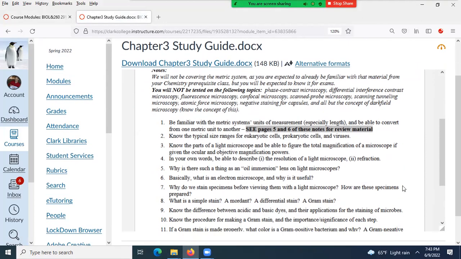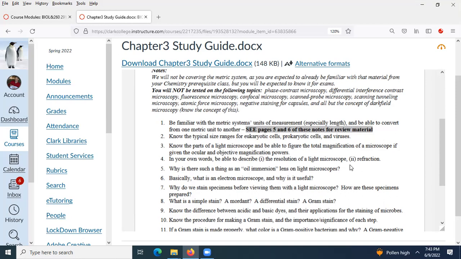You should be familiar with the metric system. You should know the size ranges for prokaryotic cells compared to eukaryotic cells compared to viruses. You should know the different parts of the microscope, be able to identify them and say what they do. You should be able to describe the resolution and refraction of a microscope.